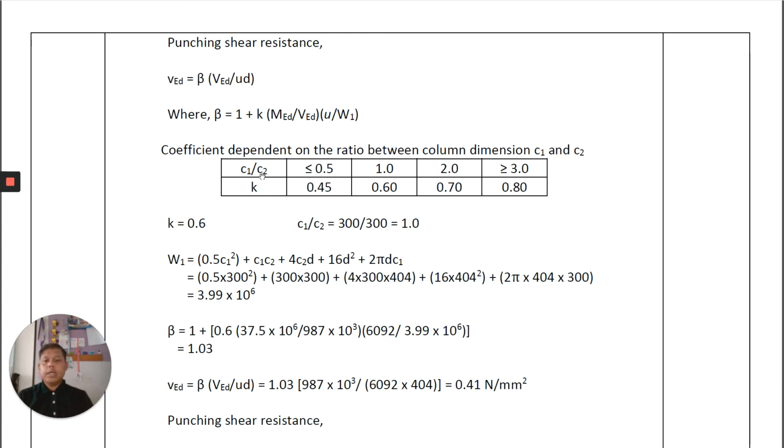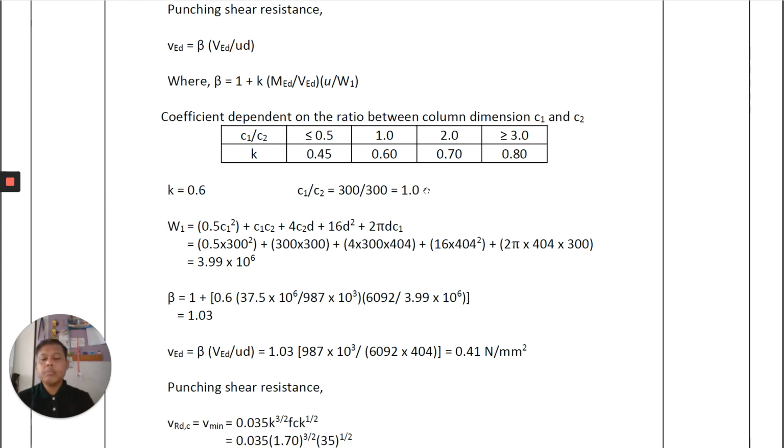K is actually the coefficient dependent on the ratio between the column dimensions C1 and C2. C1 is the biggest dimension of the column, C2 is the smallest dimension of the column. So in my case here, the ratio is 1, that's why I choose 0.6. If you get in between, for example 1.5, you may do an interpolation if you want, but sometimes we take a smaller value, then it's okay. So it means that you have to choose one.